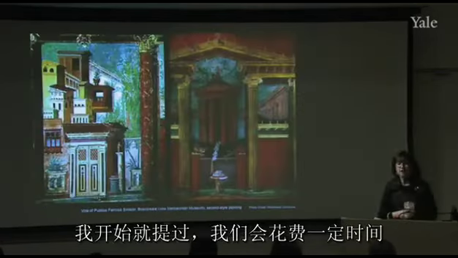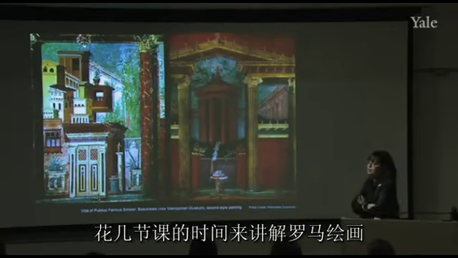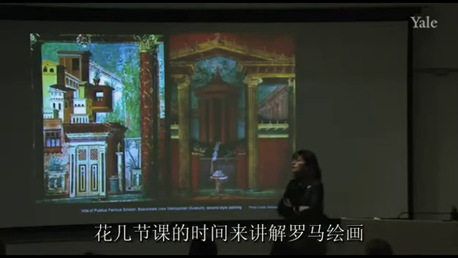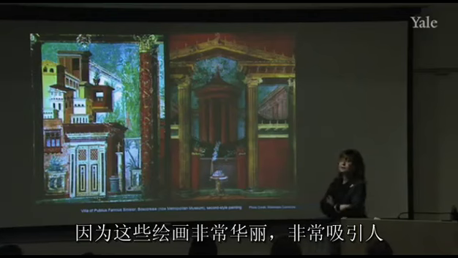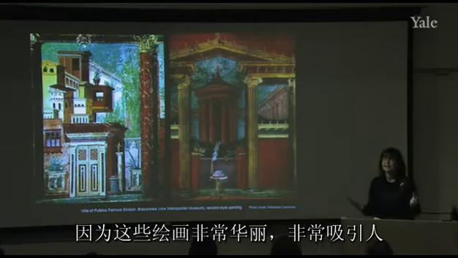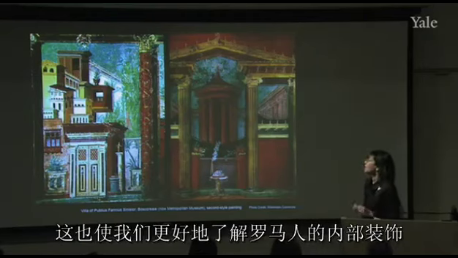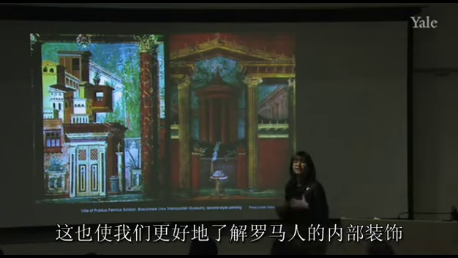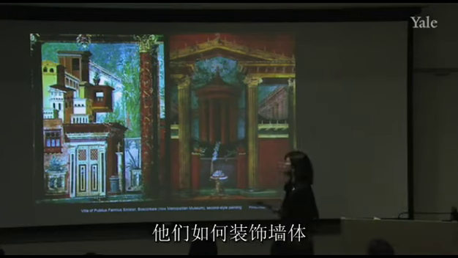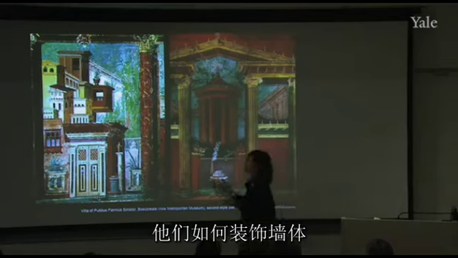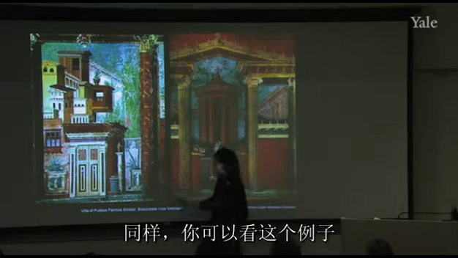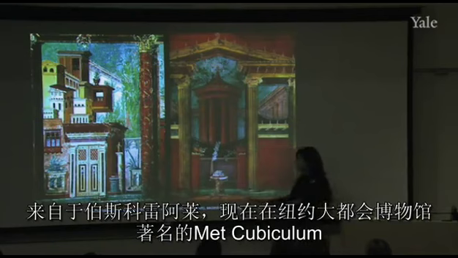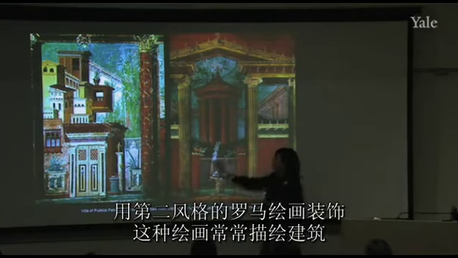I mentioned at the beginning we'll spend a few lectures on Roman painting, and the reason that I do that is it's absolutely gorgeous and it's fascinating. But it also allows us to get a better understanding of interior decoration among the Romans, how they decorated their walls, but also because, as you can see from this one example from Boscoreale, now in the Metropolitan Museum, the famous Met Cubiculum, which is decorated with second-style Roman wall painting, these paintings often depict buildings.